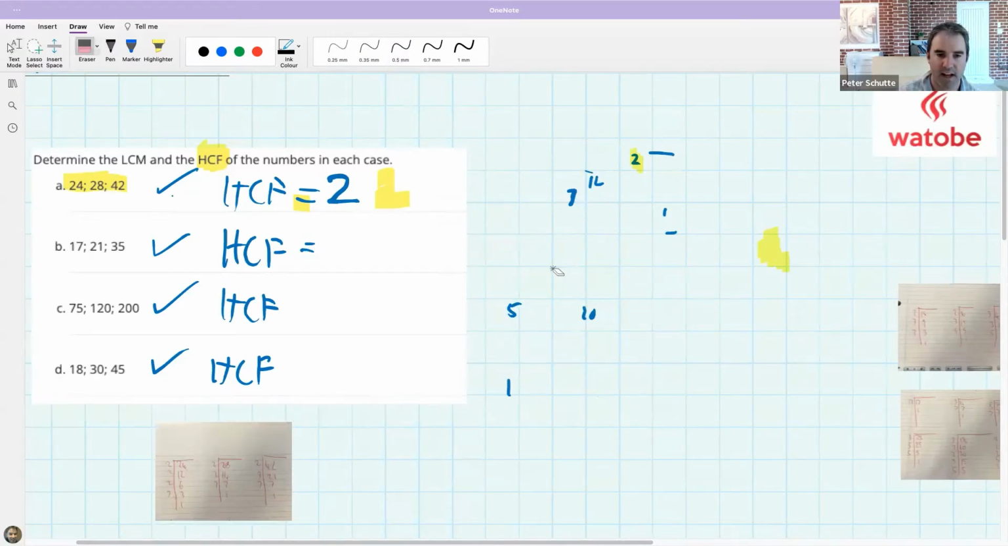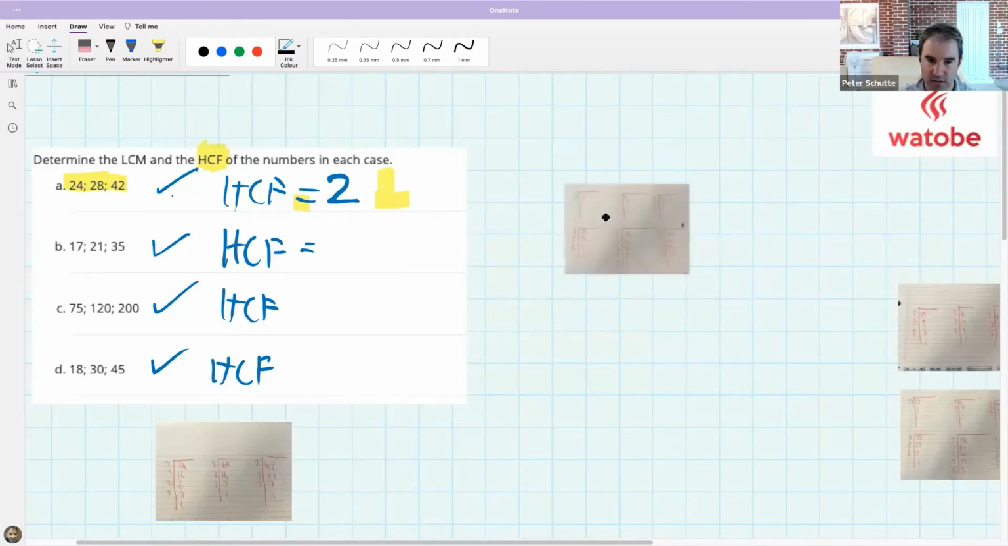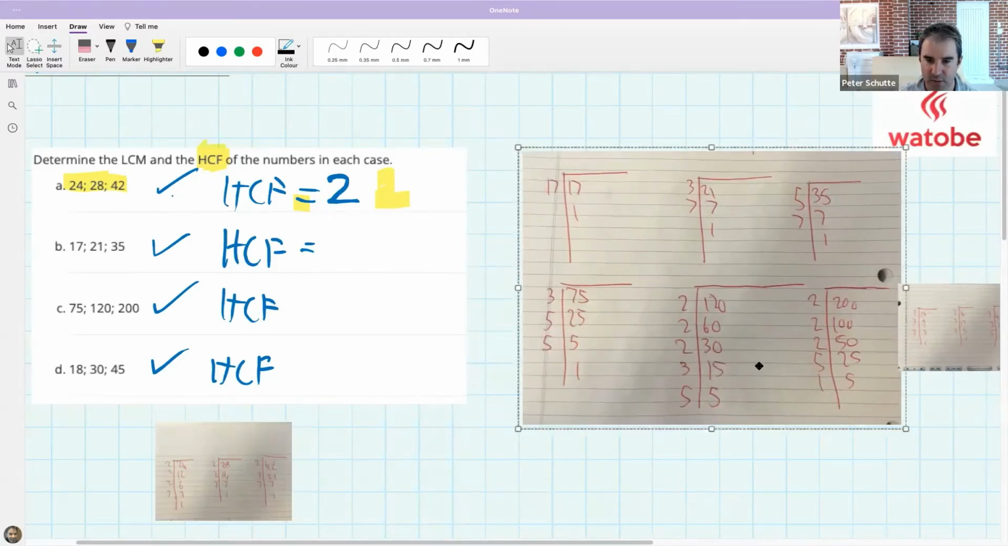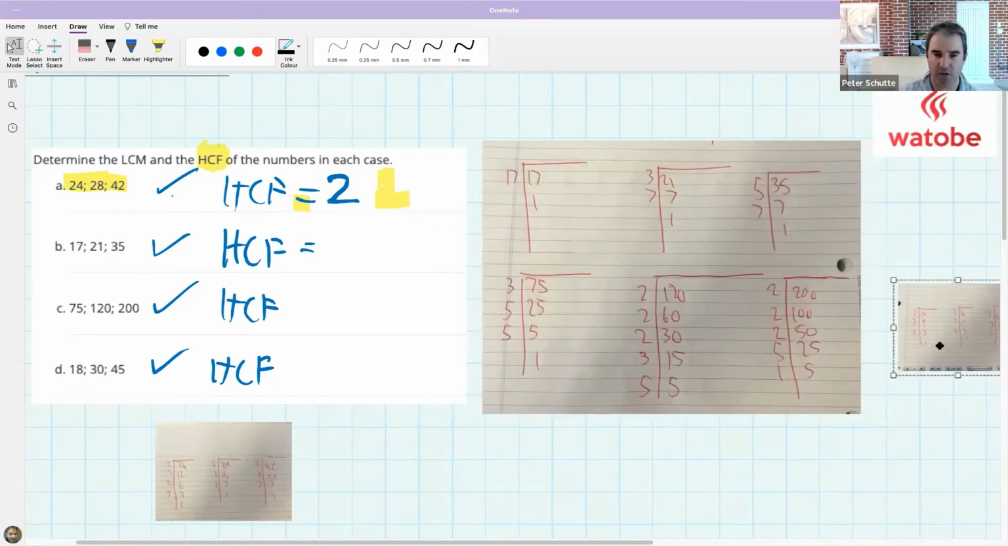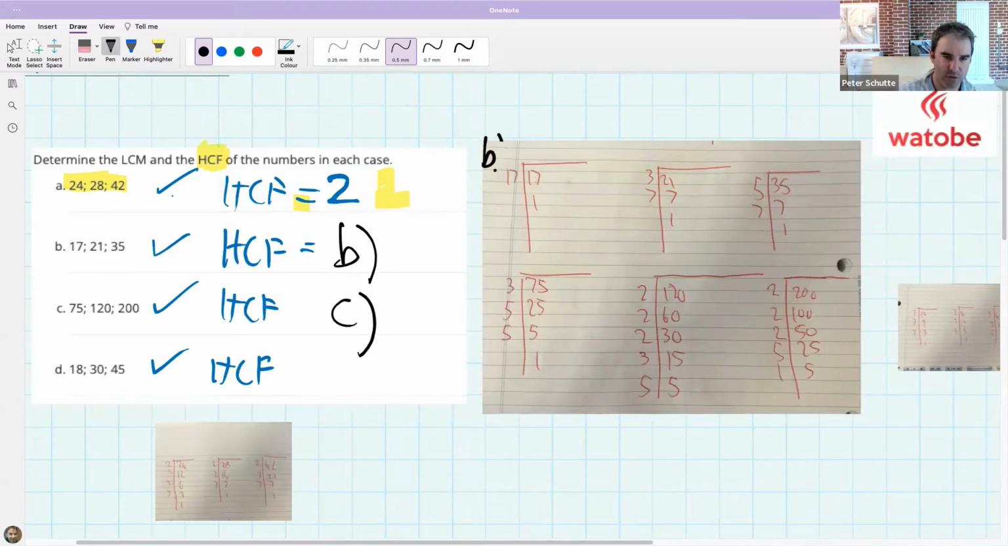And I asked you for homework to complete the ladder method for these things. And so we are going to go on to the next 2. And I was writing in the answers before. And I want to know now, I've got the prime or the ladder method factorizations. In the chat, I want you to post what you think is the highest common factor for B and the highest common factor for C. And remember, I've done the factorizations for you over here. So I'm going to give you about maybe a minute or so to think about this.